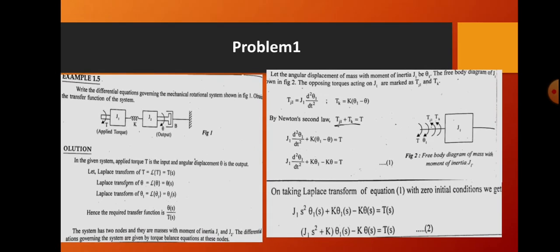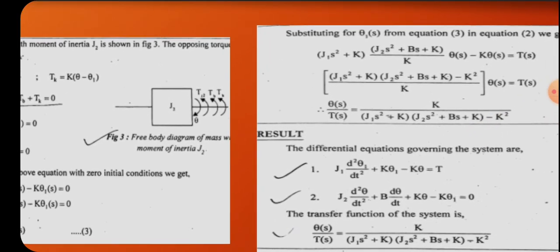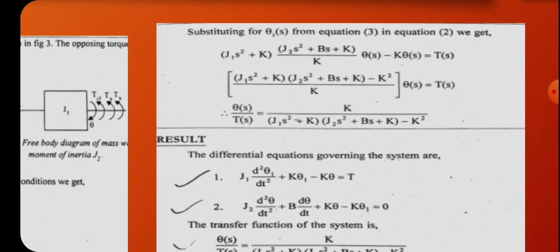So we can simply substitute theta 1 of s from equation 3 into equation number 2. So this will give the equation as J1 s square plus k into J2 s square plus bs plus k divided by k into theta of s, minus k into theta of s, equal to T of s. So this is an equation which contains theta of s common. So we can take theta of s outside, and also we can rearrange the terms.